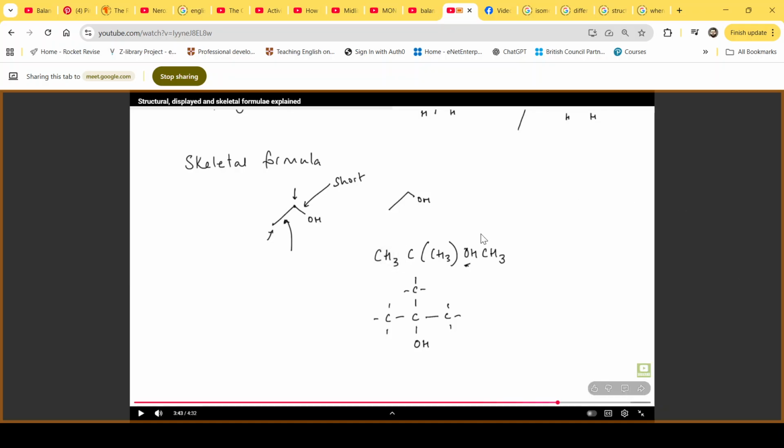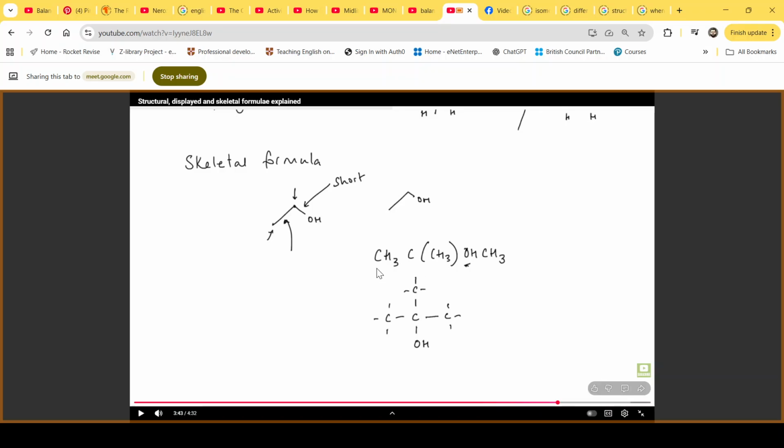Okay, so again, the molecular formula for this guy would be C4, because you've got 4 carbons here, and H, 1, 2, 3, 4, 5, 6, 7, 8, 9, so you've got 9 hydrogens, so C4H9 and OH. Right, that would be the molecular formula for this guy.